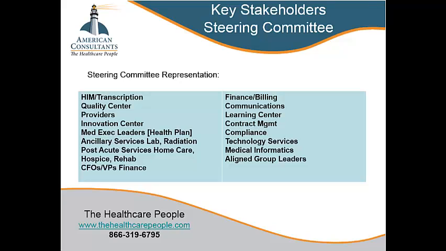The first thing you need to do is really create your key stakeholder steering committee. This is the important first step that has to be represented by your entire organization. I understand in national rural health, you have people who wear many hats, so you might have somebody that covers two areas. But as much as possible, you need to make sure you have somebody from each area represented on your steering committee.